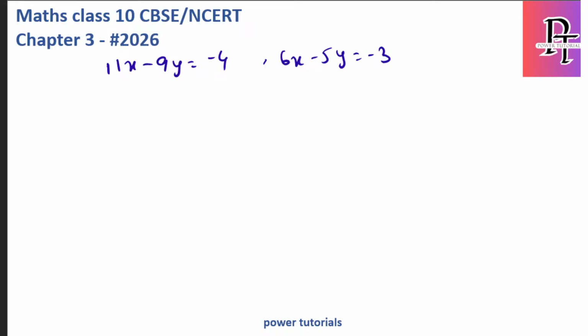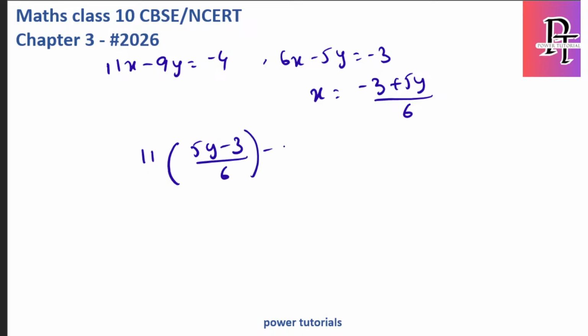Okay, so let's continue. I will use the second equation. x I can write as (minus 3 plus 5y) by 6. I will substitute this in the first equation. This becomes 11 into (5y minus 3) by 6 minus 9y is equal to minus 4. 11 into 5 is 55y minus 33 minus 6 into 9 is 54y is equal to 6 into 4 is 24.